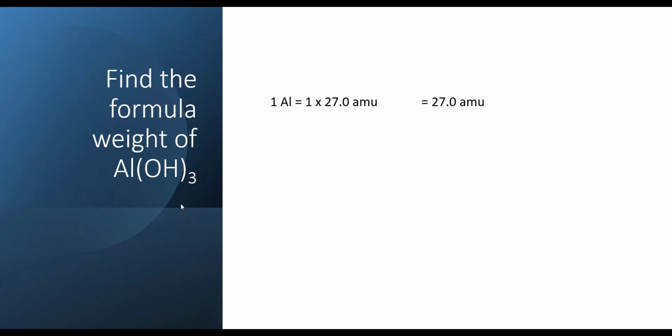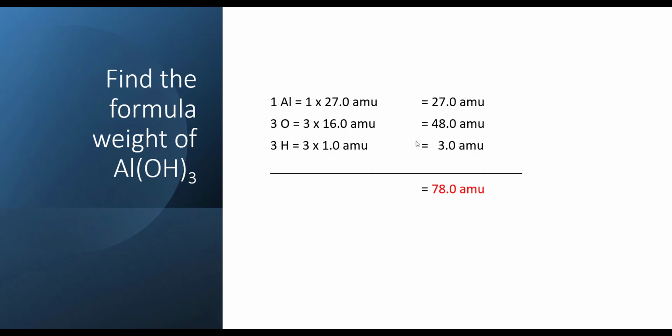There's one aluminum. It weighs 27 on a relative scale. There are 3 oxygens because that 3 is for the oxygen and the hydrogen. So 3 16s are 48, and then the 3 hydrogens weighing 1 apiece is another 3. We add them all up, and we get the total mass of 78. That's all there is to it for finding the formula weights of substances.